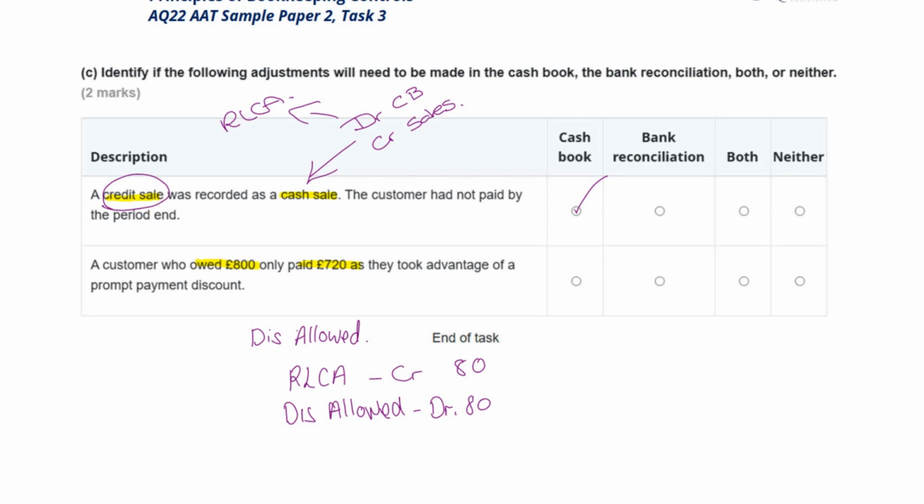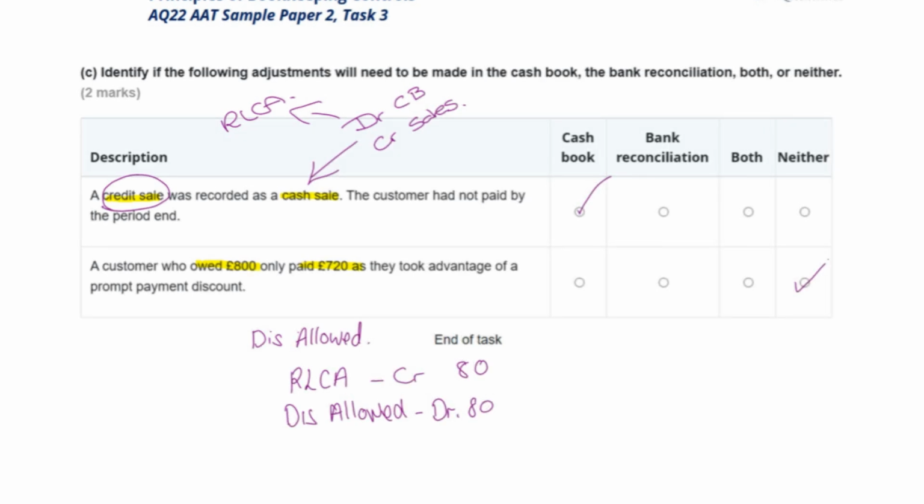That means that we aren't going to make any adjustment in either the cash book or the bank reconciliation, as it doesn't affect either of them. That completes task 3.